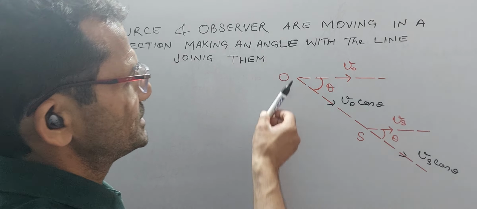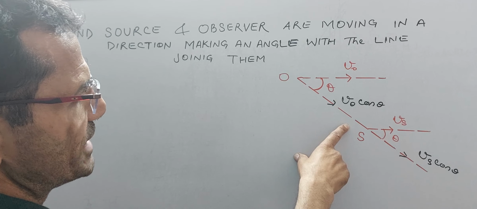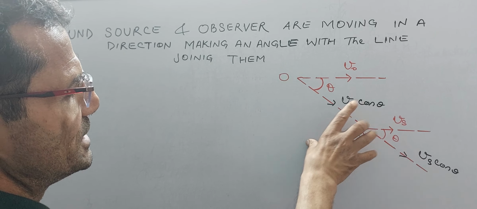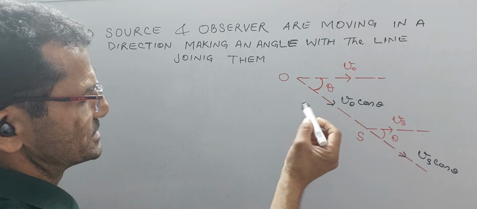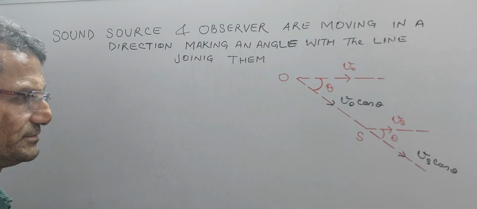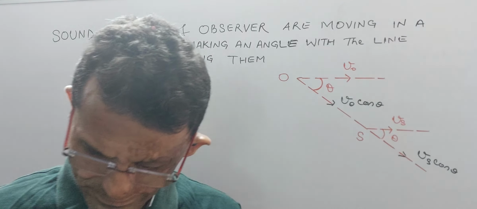So here the observer is moving toward the source and the source is moving away from the observer. Therefore for the frequency, there will be the effect of both the cases. Now first case, the observer is moving toward the source. We have considered only the velocity component of V naught along this line, and we already know that V is the velocity of sound in air.